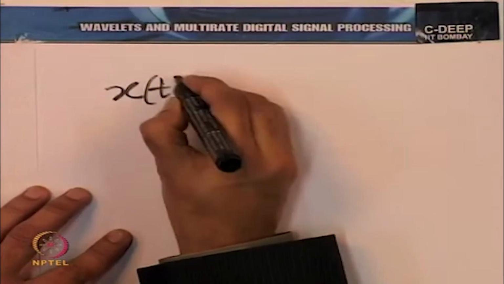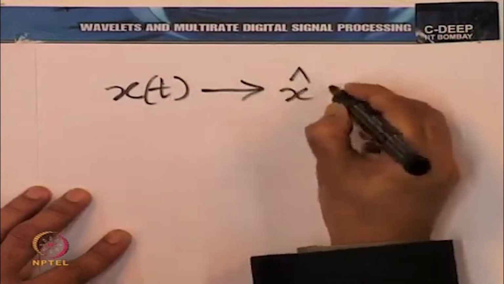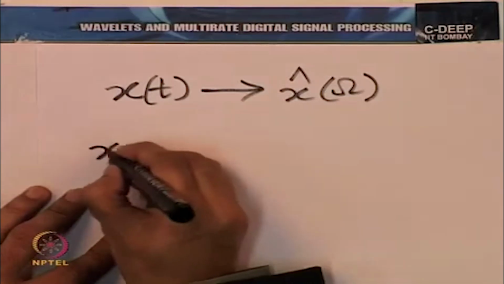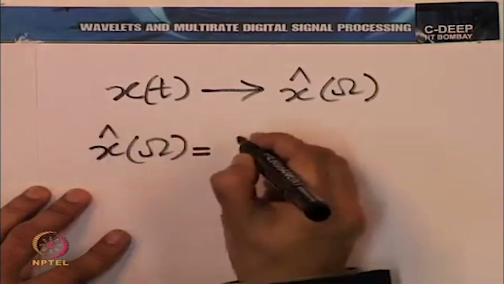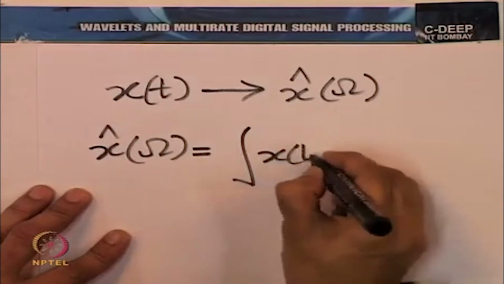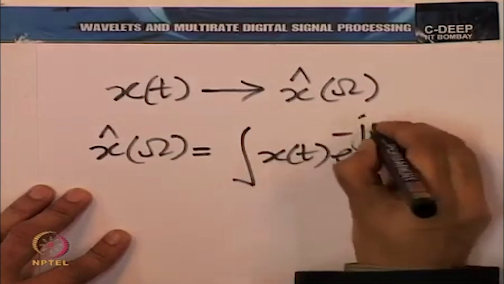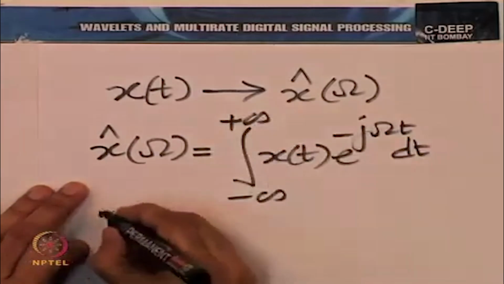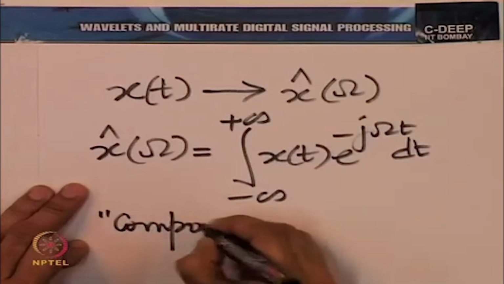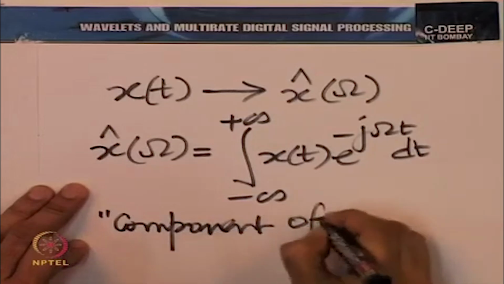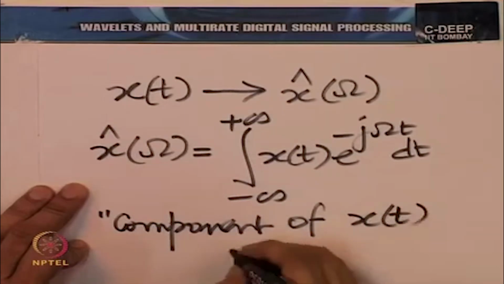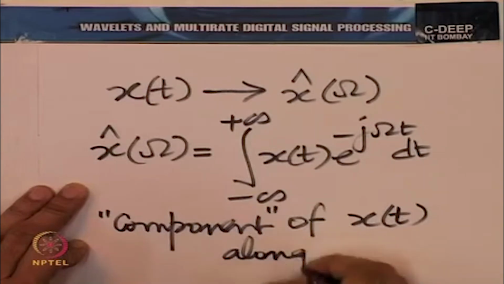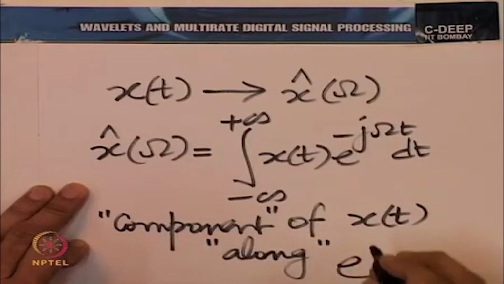What we said was, if I have x(t) and its Fourier transform x cap(omega), then x cap(omega) is essentially the integral of x(t) e raised to the power minus j omega t dt, a component of x(t) along e raised to the power j omega t.